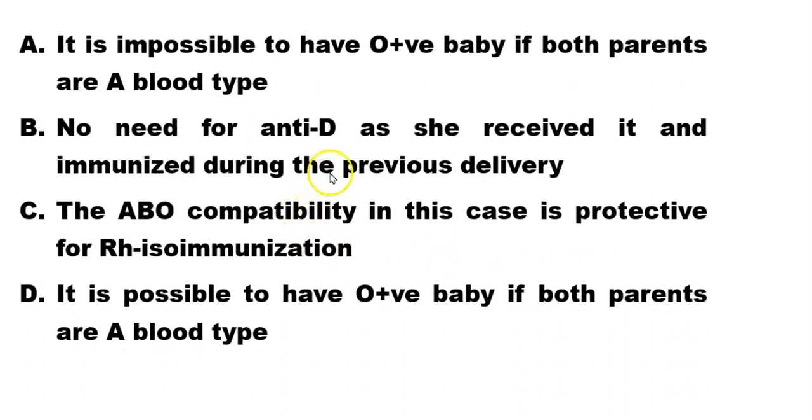A. It is impossible to have an O positive baby if both parents are A blood type. B. No need for anti-D as she received it and was immunized during her previous delivery. C. ABO incompatibility in the case is protective for Rh isoimmunization. D. It is possible to have an O positive baby if both parents are A blood type. Think over it for 5 seconds.